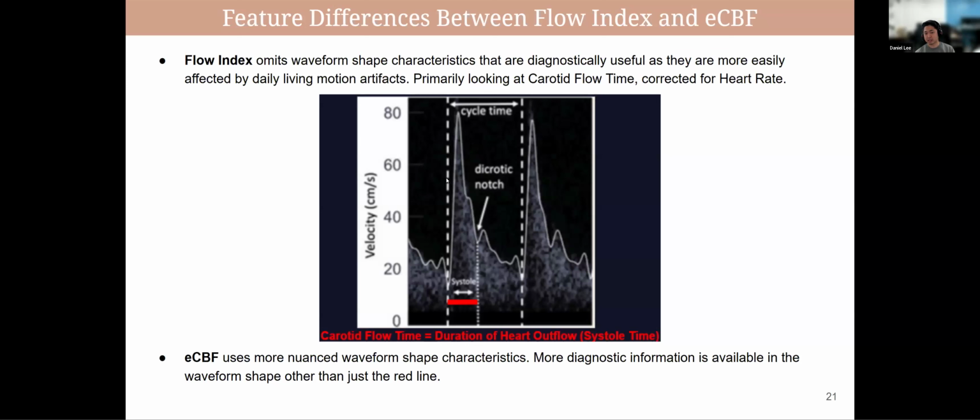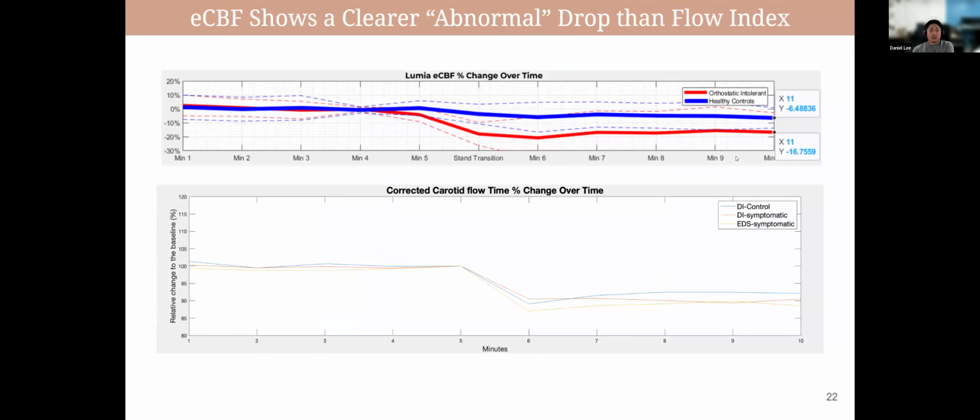That's where eCBF looks at many more characteristics of the waveform, and there's a lot more information to make it more clear that someone is abnormal versus normal. So that's just a calculation difference of these two metrics. You can see that if we're going to use a lot more of the shape of the waveform, we can't have the shape affected by artifacts, whereas this red line is less affected by artifacts. In the past, we previously called this Lumia Flow Index in a poster we presented at Dysautonomia International, but we now want to be clear that there are different algorithms. This is what we're calling Lumia eCBF, that we will be consistent with.